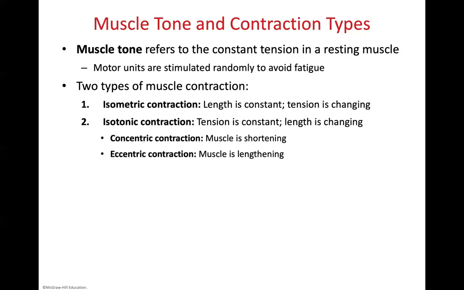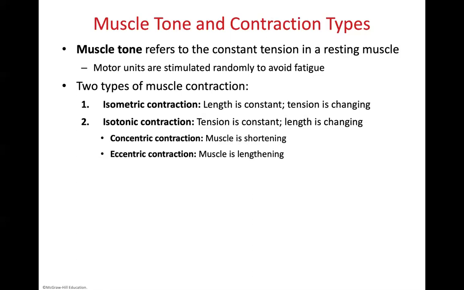In isotonic contraction, the tension is constant, but the length is actually changing. So this is where tension is exceeding resistance. For instance, if you're picking up a bag of groceries, the amount of force that you're putting forward is going to be the same because the weight of the bag of groceries stays the same, but you're going to be moving bones closer to each other, so the length is changing.